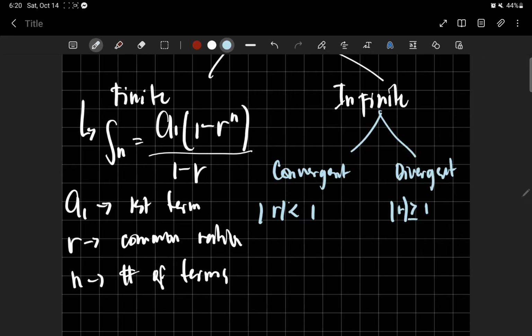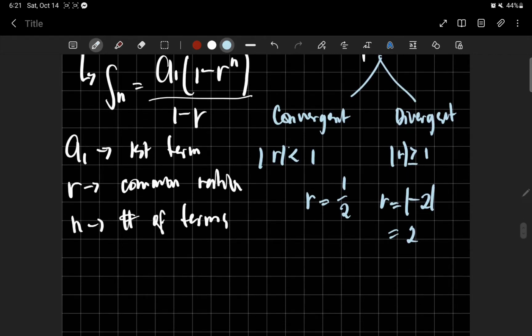Nakuha? So kapag, let's say ang common ratio natin is 1/2. So that is less than 1. Therefore, that is convergent. But if our common ratio is equal to -2, that is -2, yes, less than 1. Pero sabi nga natin absolute value. So ano ba yung absolute value ng -2? That is +2. So kapag +2, that is greater than 1. Therefore, that is divergent. Nakuha?